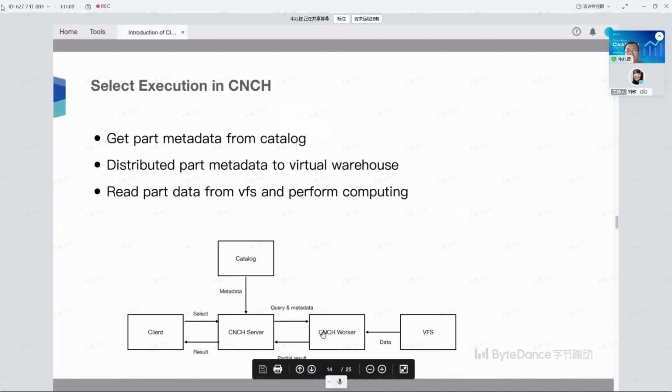Then for each worker, after it receives the subquery from the server, it will perform the part read from the virtual file system and perform some computing. And then after it's finished the computation, it will pass back the result to the server, and the server will do a final aggregation and send the final result back to the client side. So this is basically how a read query works in CNSH.